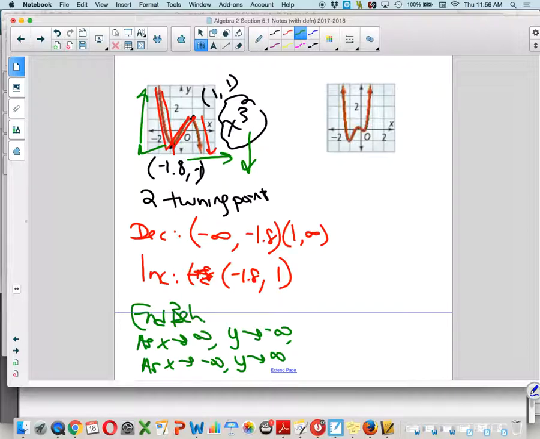In the meantime, I'm going to tell you that this parent function here is x to the 4th. And what I'd like you to do then, please, is see if you can list how many turning points there are. Can you name them? Where are they? And can you tell when it's increasing, decreasing, and what the end behavior is. Go ahead and do that. I'm going to fill this out here as well.